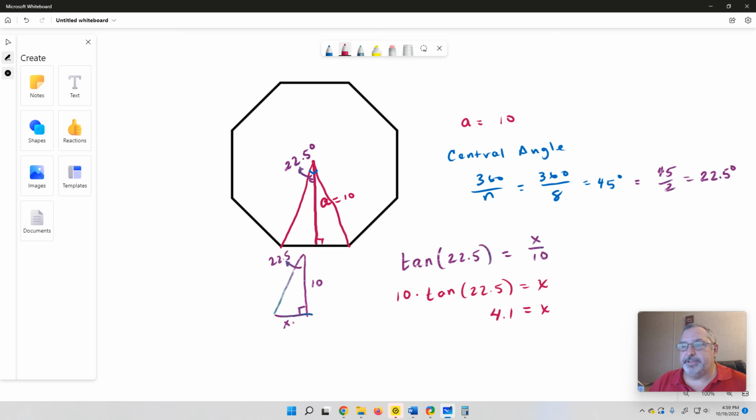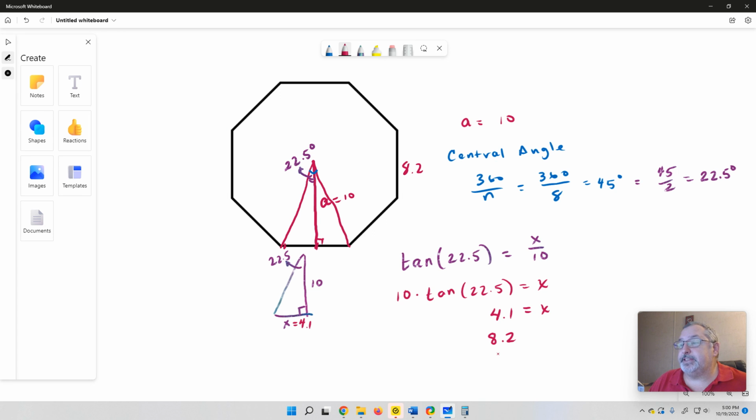Now what does that represent? That represents half the length of one of the sides. So that's just the distance from here to here. So I need to know the whole distance. So that whole distance, multiply it by 2. So that's going to be 8.2 is each side of this octagon.